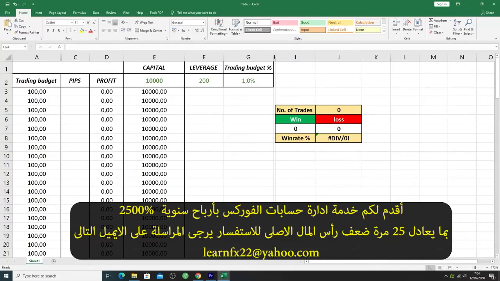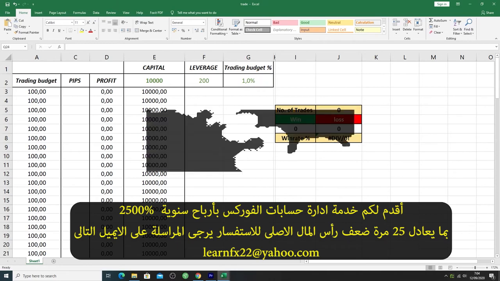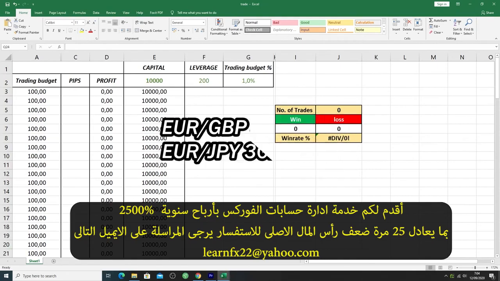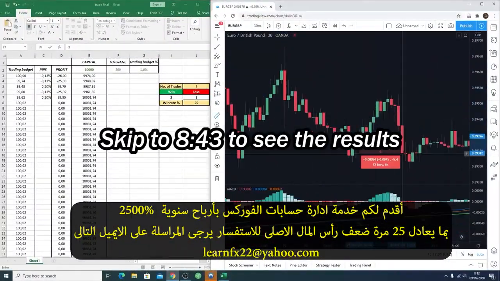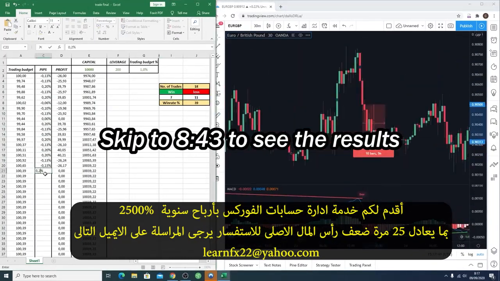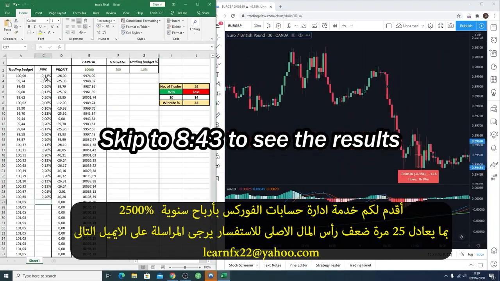So I'm going to record my backtest using this Excel sheet that I created. I'm going to be trading with a starting capital of $10,000 with 200 times leverage per trade, but I'm only taking positions with 1% of my capital so that I would not blow up my account. I am also trading the Euro GBP 30-minute chart and the Euro JPY 30-minute chart. So here's a time lapse of me backtesting the strategy. You can skip to the timestamp shown on the screen to see the results.